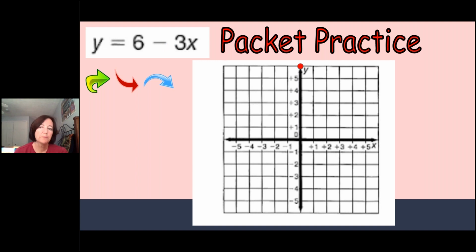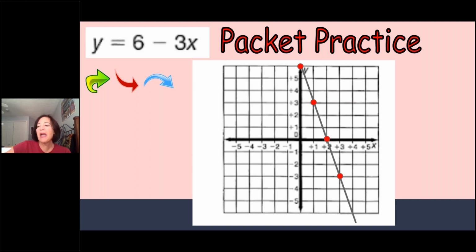Negative 3 in fraction form would be negative 3 over 1. I write it in fraction form because now I know I'm going to have to rise negative 3. So I'm not actually rising, I'm going down. And I'm running 1. So let's do that. Okay, so I'm rising negative 3, going down 1, 2, 3, running 1. I'm rising negative 3, sorry. Running 1. Right there. I can continue doing that, marking points. I don't really need to. 2 points gave me enough for a line.